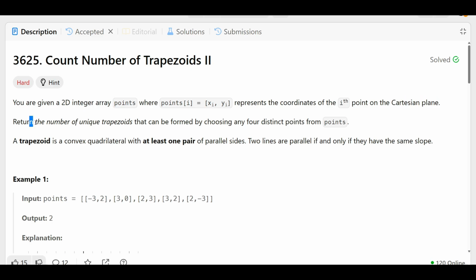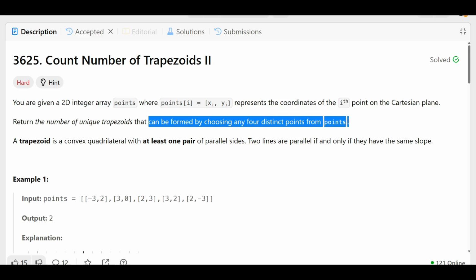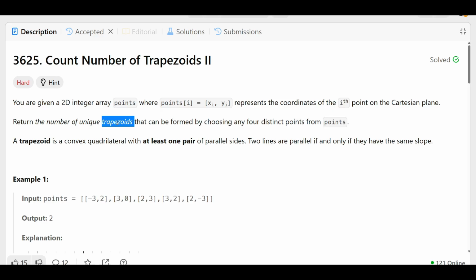We have to return the number of unique trapezoids. What is a trapezoid? You know that, and we'll also discuss it further in the video. Don't worry, just understand we have to return the unique trapezoids that can be formed by choosing any 4 points from the given points. To form a trapezoid, how many points do we need? At least 4 points we need to form it.